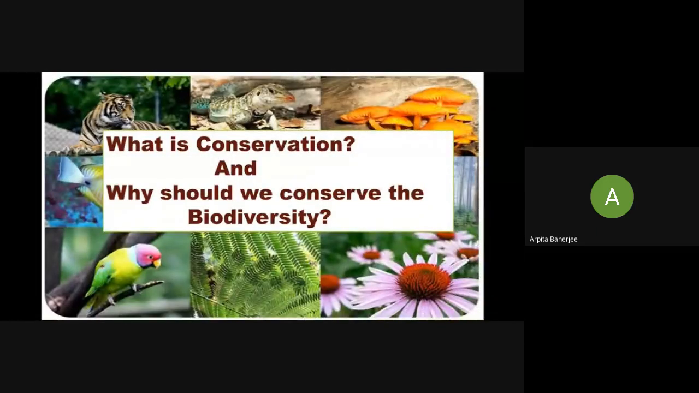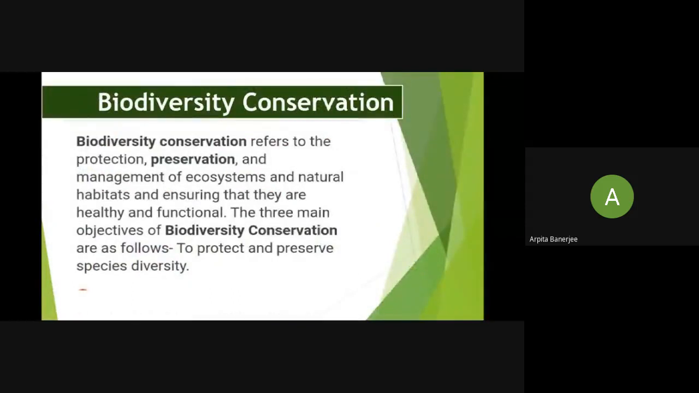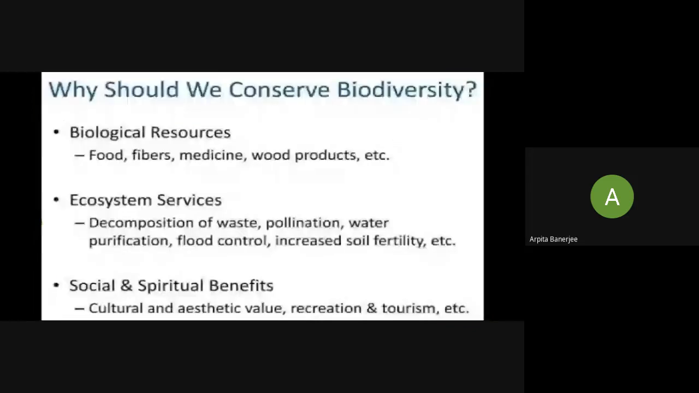Next, we should know what conservation is and why we should conserve biodiversity. Biodiversity conservation refers to the protection, preservation, and management of ecosystems and natural habitats, and it ensures that they are healthy and functional. The three main objectives of biodiversity conservation are as follows: to protect and preserve species diversity. Also, biodiversity conservation has three objectives. Now we will know that. One is biological resources.